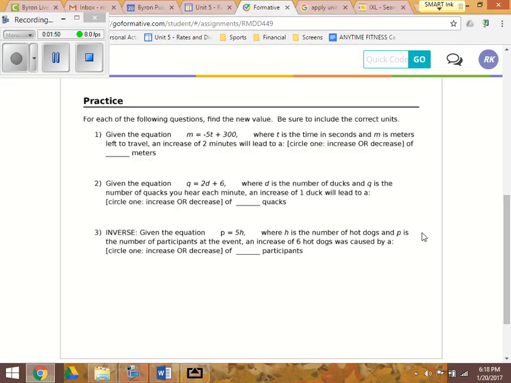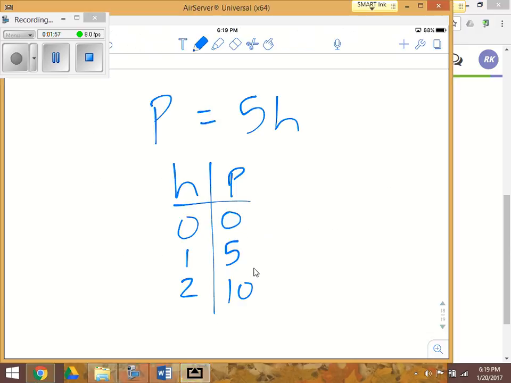Now let's check it out here. They want an increase of 6 hot dogs. Well, okay. So we kind of got the idea. As the hot dogs go up, the people or the participants go up. So let's jump to 6, okay? I think we got the idea. What is 5 times 6? Well, 5 times 6 is 30, right?